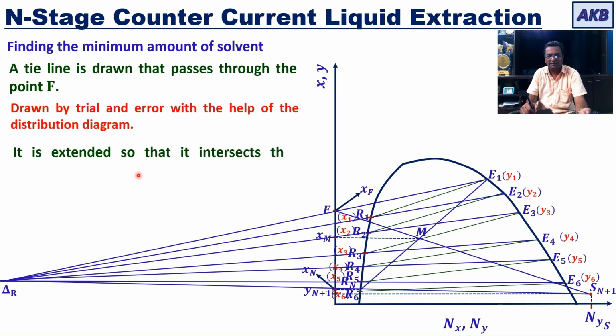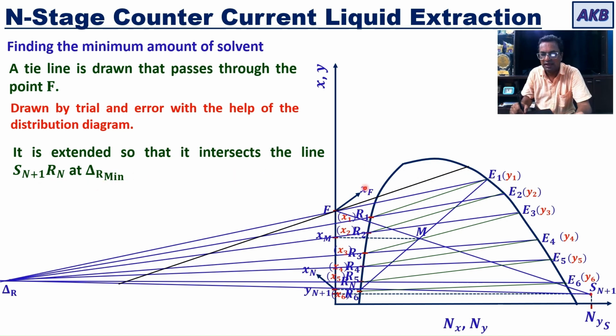The tie line that you have drawn is extended so that it intersects the line Sn plus 1 Rn at delta R minimum. So I'll draw a tie line. The black color line is the tie line that is passing through F, and it is intersecting the line Sn plus 1 Rn, and the intersection point is nothing but delta R corresponding to the minimum amount of solvent, and I'm calling it delta R minimum.